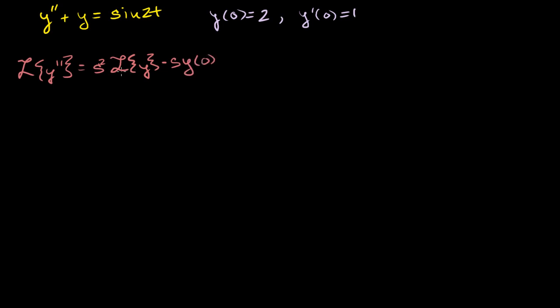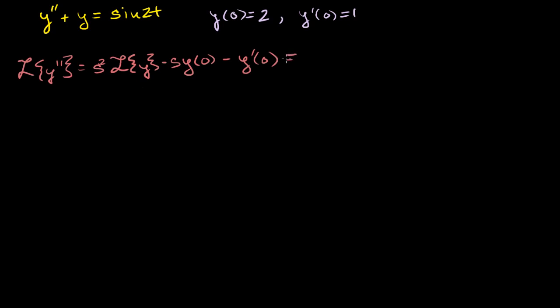You can kind of think of it as taking the derivative. This is an integral. It's not exactly the antiderivative of this, but the Laplace transform is an integral. So y of 0 is kind of one derivative away from that. And then minus y prime of 0.